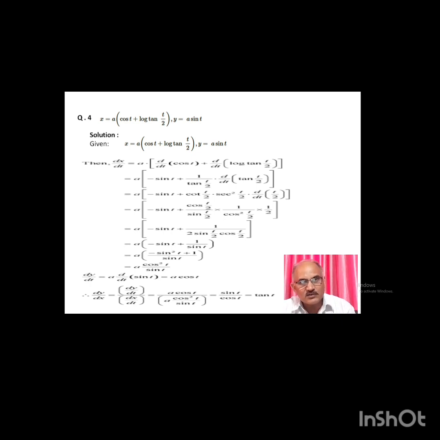Children, remember sine 2 theta is equal to 2 sine theta cos theta. But if we reduce the angle by half, suppose it is sine theta, then sine theta is equal to 2 sine theta by 2 into cos theta by 2. So in this question, 2 sine t by 2 into cos t by 2 must be equal to sine t.